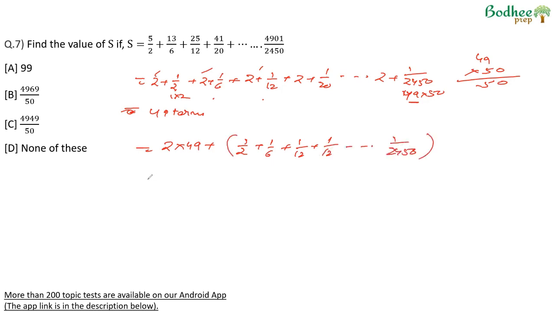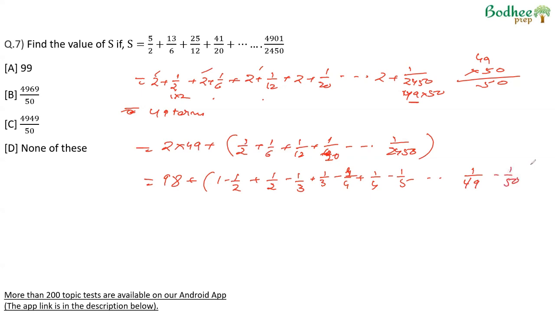This series can be broken down. 1 by 2 is nothing but 1 minus 1 by 2. 1 by 6 is 1 by 2 minus 1 by 3. 1 by 12 is 1 by 3 minus 1 by 4. 1 by 20 is 1 by 4 minus 1 by 5. And so on. The last term will be 1 by 49 minus 1 by 50. Minus half plus half cancel, minus 1 by 3 plus 1 by 3. These terms all will cancel out. We'll have the first and the last term left.